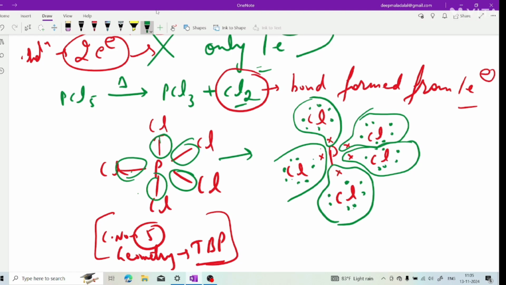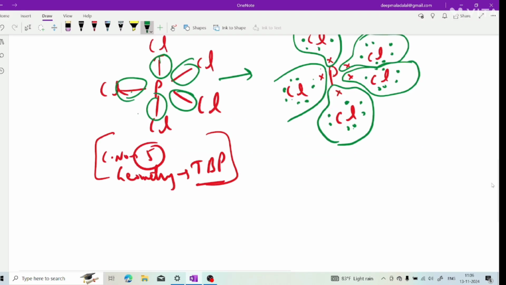Now these 5 bonds will be formed by sharing of electrons. Mutual sharing of electrons occurs. Now 5 chemical bonds are formed. Out of 5, 2 bonds are weak and the remaining 3 are the stronger ones. As you know, when I heat PCl5, the weak bonds will break, and you know that 2 are axial bonds and 3 are equatorial bonds.